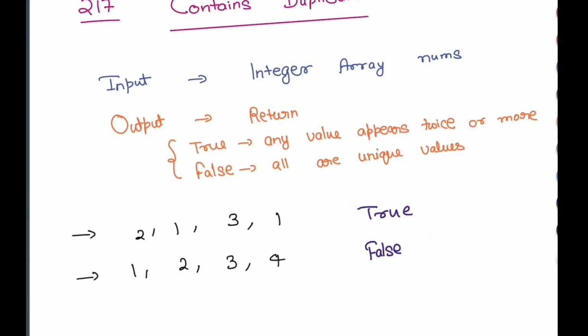Simple to understand. Similarly for the second array, we will check for 1, we don't have a 1 in the remaining array, so 1 is fine. Check for the 2, we don't have a 2. Check for the 3, we don't have a 3 in the remaining array. And check for the 4, we don't have any more elements. So we can say that no, we do not have any duplicate value, all are unique values and we need to return false. Now let us try to code this brute force solution.